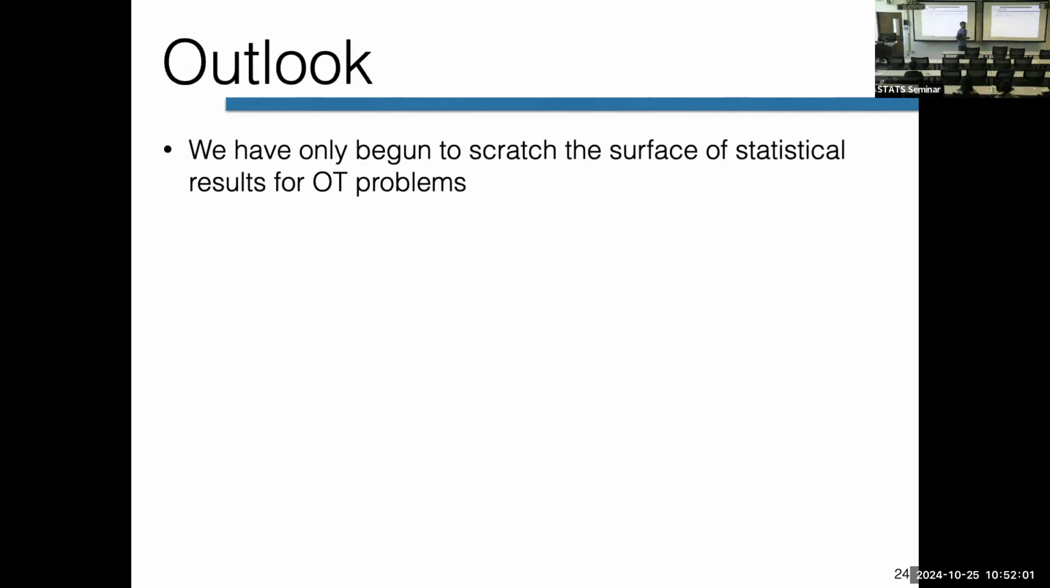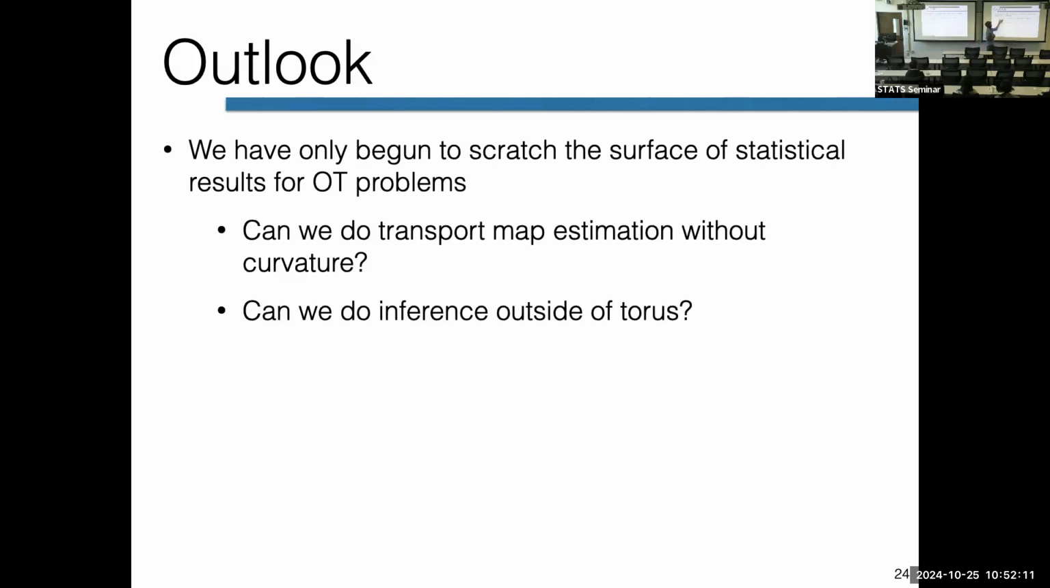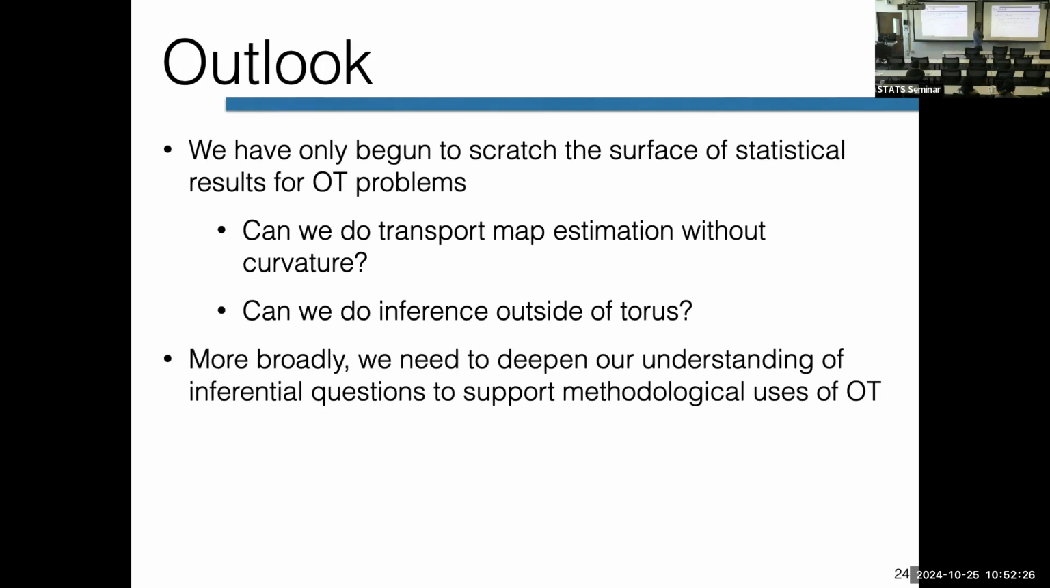At a high level, we've only begun to scratch the surface. These are fairly rudimentary, basic sounding questions, and it seems like even for these we don't have a good answer yet. There are lots of questions you can ask, even locally within the context of what I told you. An important question would be to do transport map estimation without this whole curvature of the Brenier potential assumption. We'd like to do inference outside of the torus. You would like to actually rigorously construct confidence bands, not just pointwise inference.